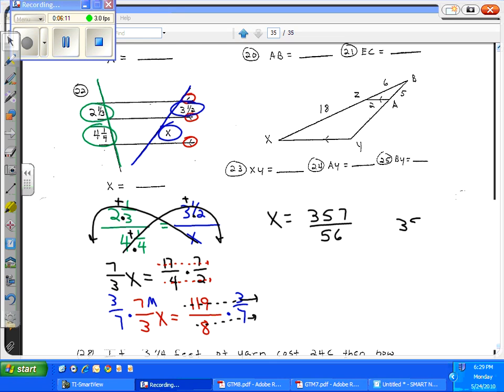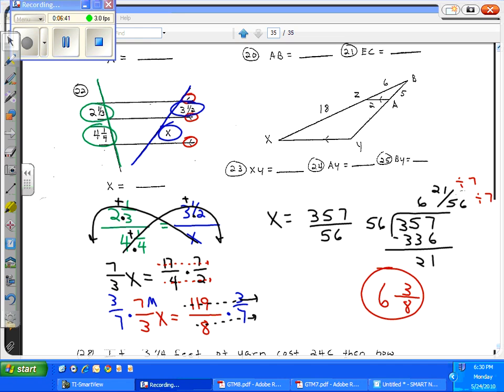So we'll get 357 divided by 56. It'll go 6 times. You're going to get 336 with 21 left over. You put your remainder 21 over your divisor 56. Now 21 and 56 will divide. 7 goes into both of those. 7 goes into 21 3 times. 7 goes into 56 8 times. And so that simplifies to 6 3/8. And so x is 6 3/8.